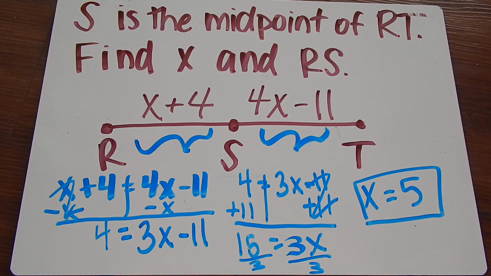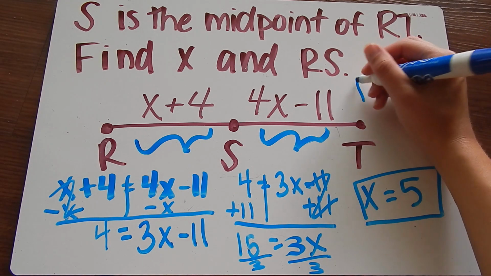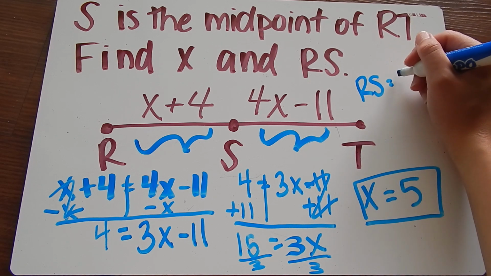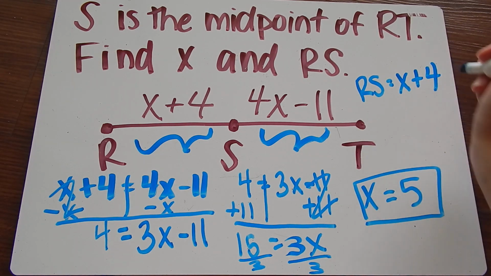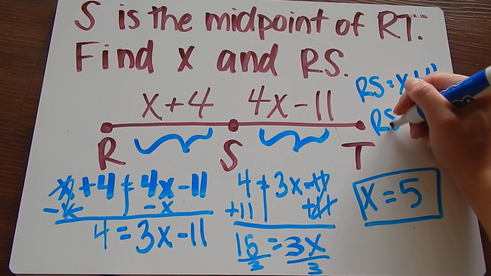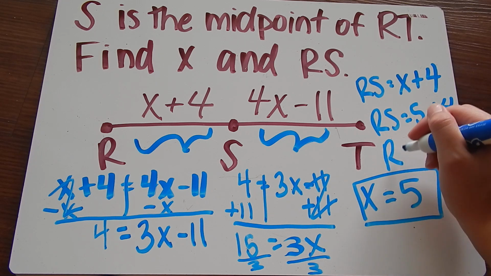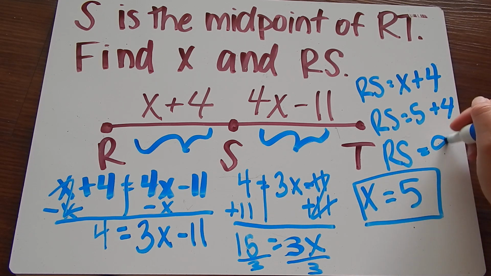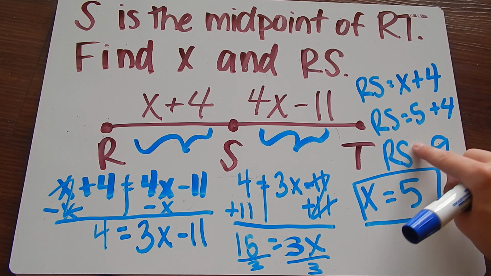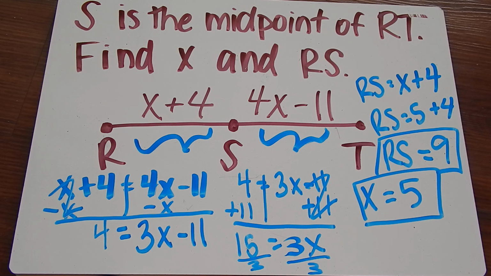It also wants me to find RS. Well, RS is equal to x plus 4. I found x, it's 5. So RS is equal to 5 plus 4. And so RS is equal to 9. Those are my two answers for this problem.